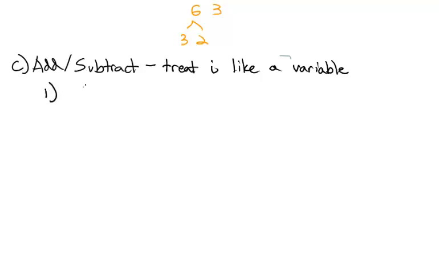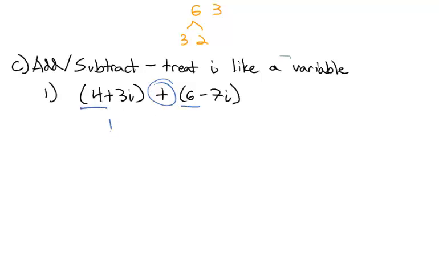So for example, if we had 4 plus 3i, a complex number, and we add to it 6 minus 7i, another complex number, a plus in the middle really isn't going to do anything. We can just combine like terms. 4 and 6 is 10. 3i minus 7i is negative 4i. And we have now added these complex numbers together.